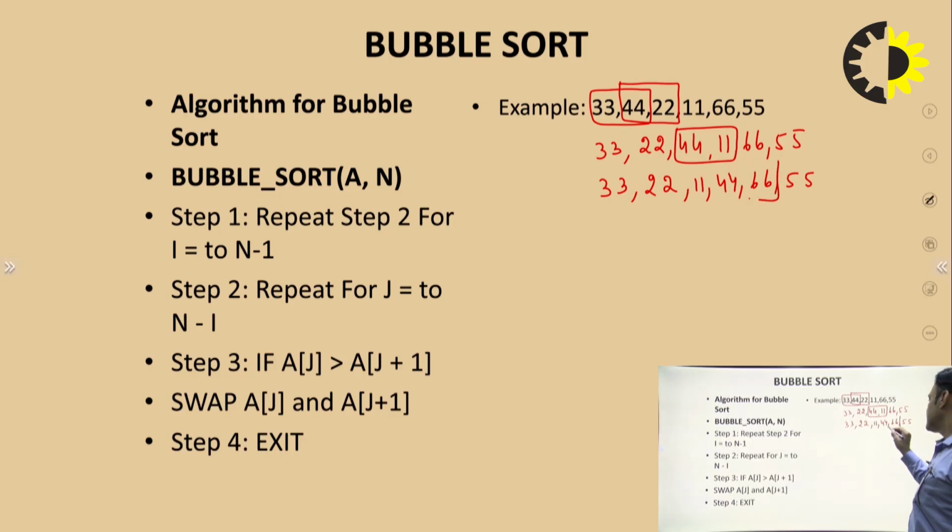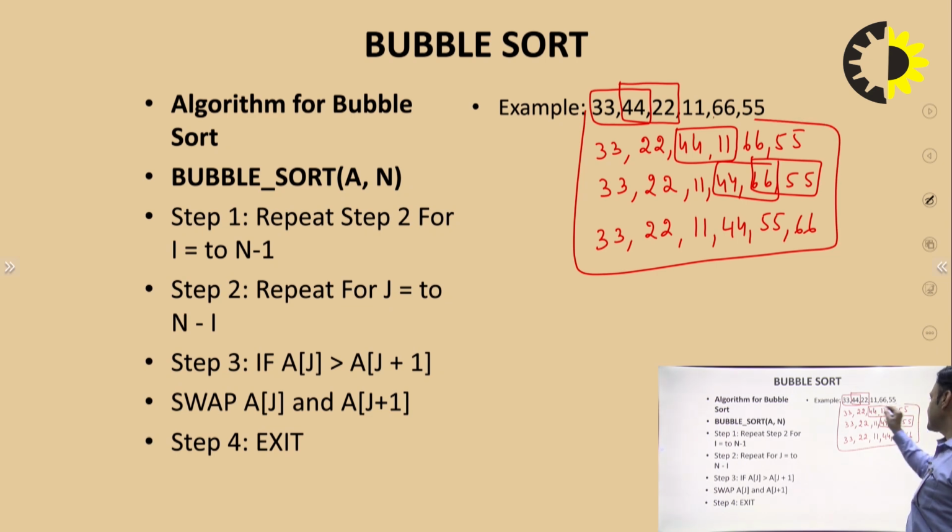Now next, 44 and 66 will get compared. No change will take place. Now again 66 will get compared with 55. Yes, change will take place. 33, 22, 11, 44, 55 and 66. So after completion of the first iteration, you will see here we will get the largest element at its original position.